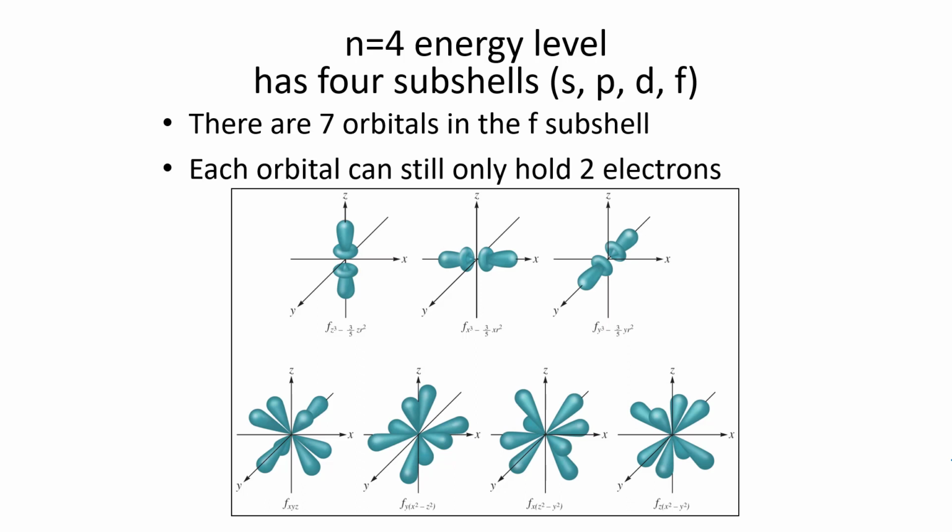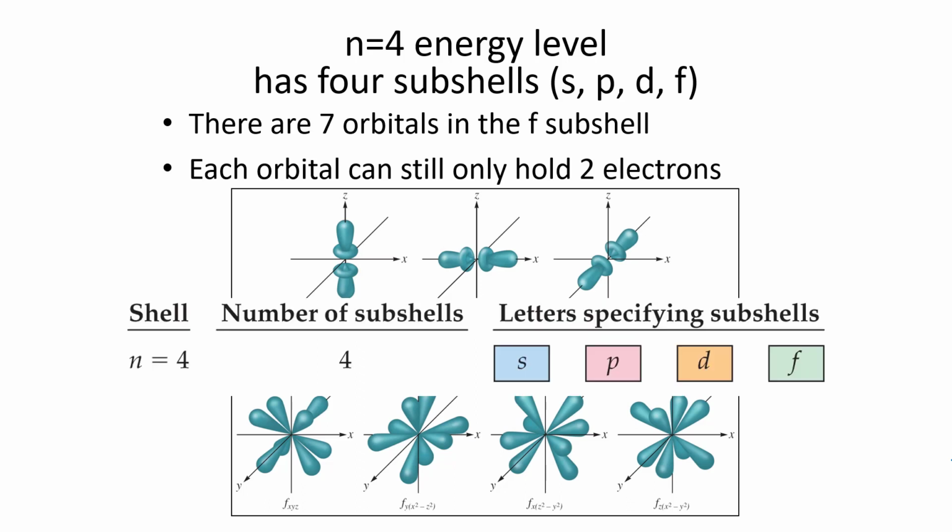But the idea still exists that each orbital can only hold 2 electrons. So the F is a subshell, and it refers to the shape. Each orbital, which there's 7 of them, can hold 2 electrons. So the F subshell can hold a total of 7 times 2 or 14 electrons. And so this is still true here for summary, is that if your shell is n equals 4, you're going to have 4 of these subshells.